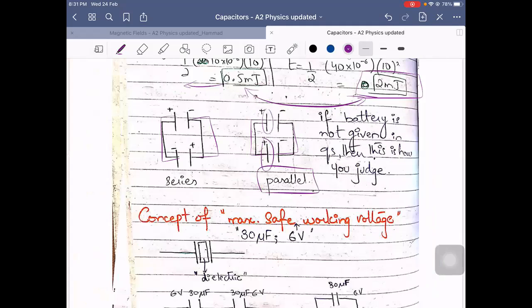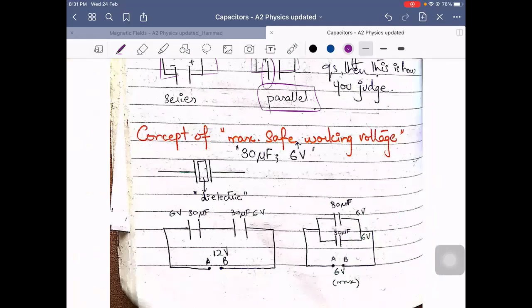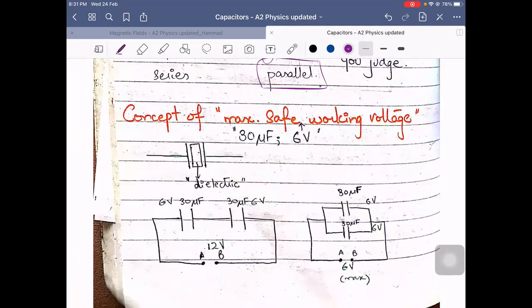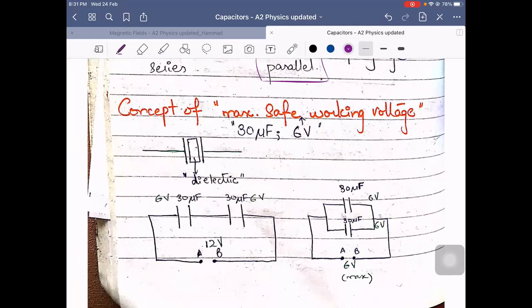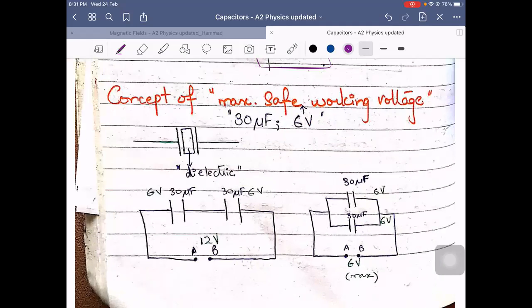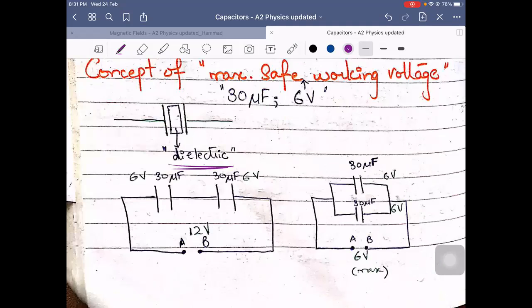Concept of safe working voltage. Safe working voltage is basically the maximum amount of voltage that a capacitor can work efficiently on. Right? By the way, please realize that the dielectric simply means that the space between the capacitor plates is termed as a dielectric, meaning to say there are two different types of charges between the two.